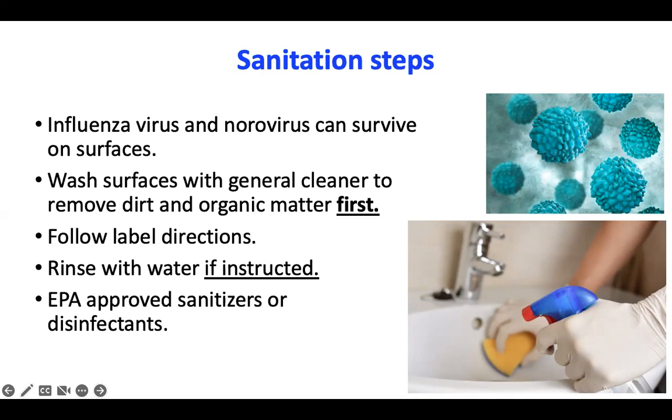Remember, cleaning always comes first, and then use a sanitizer during the sanitation. When you choose the correct sanitizers, make sure you follow the label directions. There are some chemical germicides or pesticides that kill germs, for example, chlorine, hydrogen peroxide, and alcohols. When you choose the products, rinse with water if instructed. Some of them say leave it to air dry, so you don't have to rinse them. Some labels will say rinse with water. So when that happens, you rinse with water. So always follow the labels, and also use EPA approved sanitizers or disinfectants to do the sanitation in the classroom.